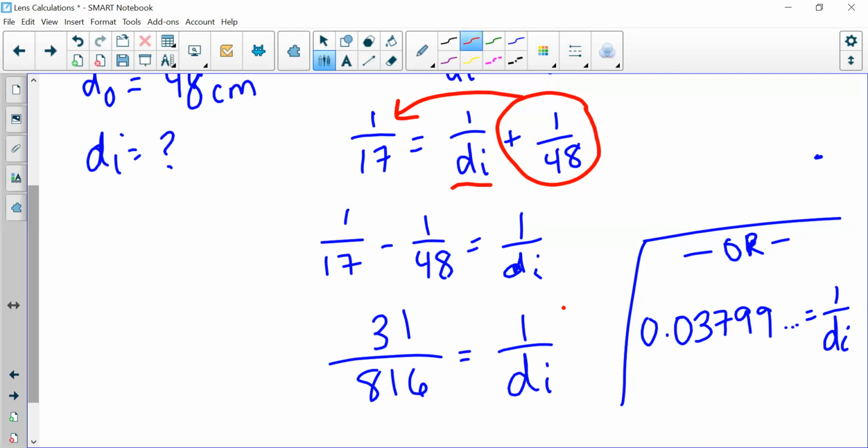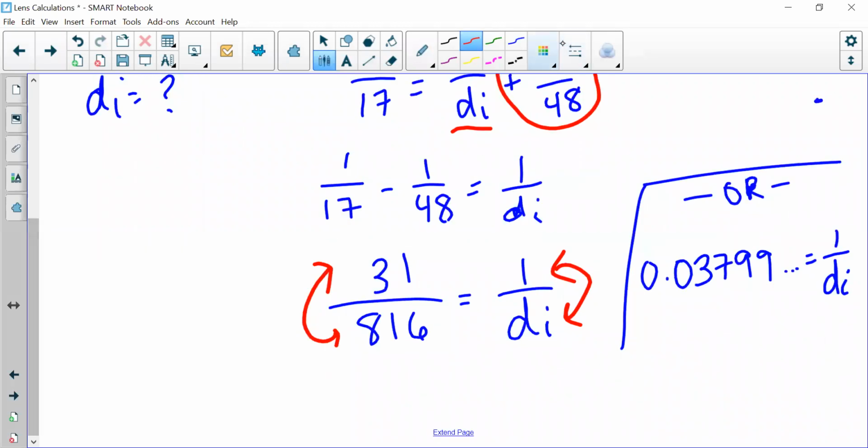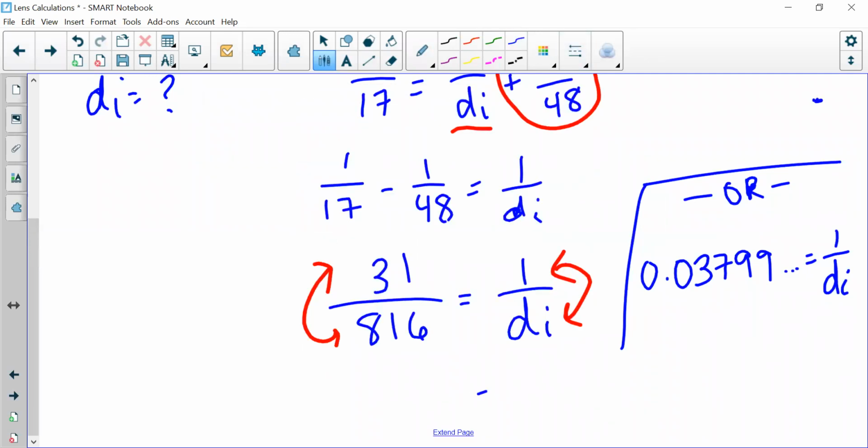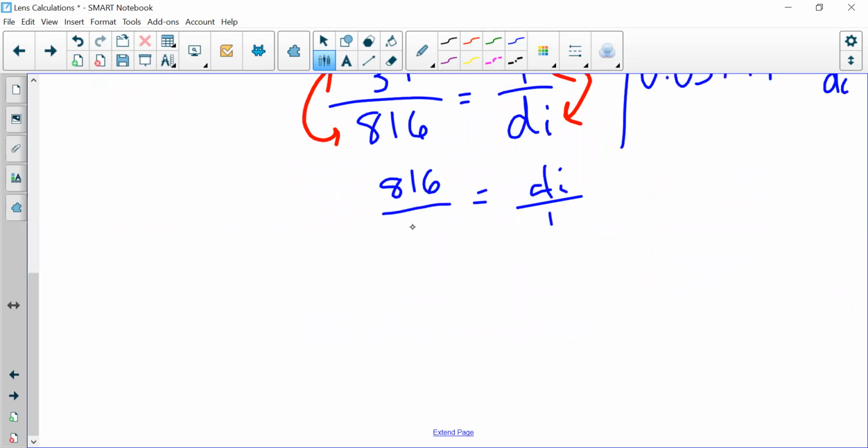So what if I just flipped this fraction upside down? That would mean I have to flip this one upside down. What I do to one side, I'd have to do to the other. So I'm going to invert both of my fractions, and let's see if that makes my life a little bit easier. If I flip 1 over DI upside down, I get DI divided by 1. But what's DI divided by 1? DI, perfect. So if I just flip them upside down, and then I do 816 divided by 31, that is going to be DI.